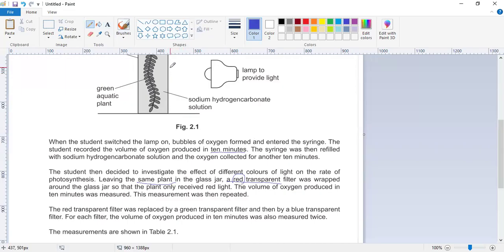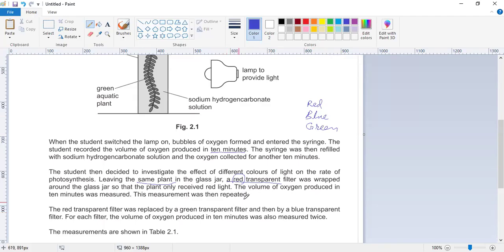When you use a filter, only that light could pass, and the remaining colors cannot pass through the filter. So only the red color can be passed. The volume of oxygen produced in 10 minutes was measured again. This measurement was then repeated. The red transparent filter was replaced by the green transparent filter and then the blue transparent filter. And we repeat the same experiment with these filters. So remember that we have taken three filters: red, blue, and green.